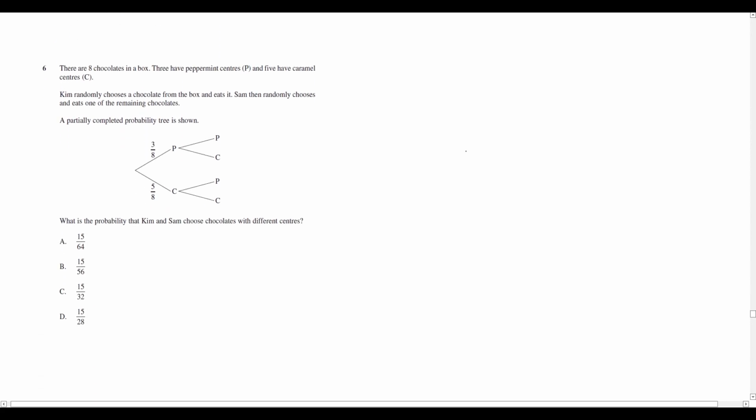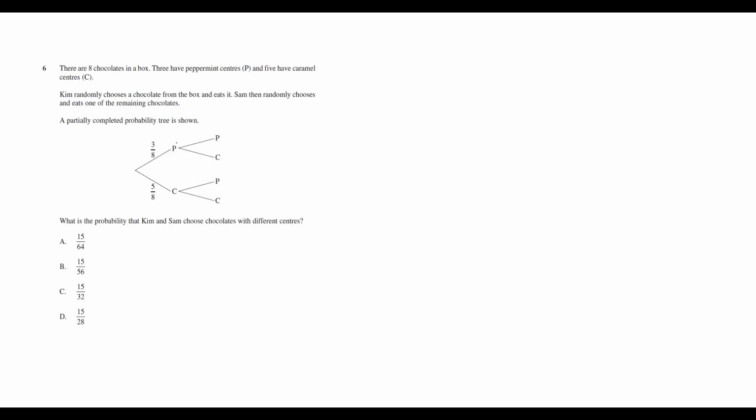So now on to question 6. There are 8 chocolates in a box. 3 have peppermint centers and 5 have caramel centers. Kim randomly chooses a chocolate from the box and eats it. Sam then randomly chooses and eats one of the remaining chocolates. A partially completed probability tree is shown. What is the probability that Kim and Sam choose chocolates with different centers?